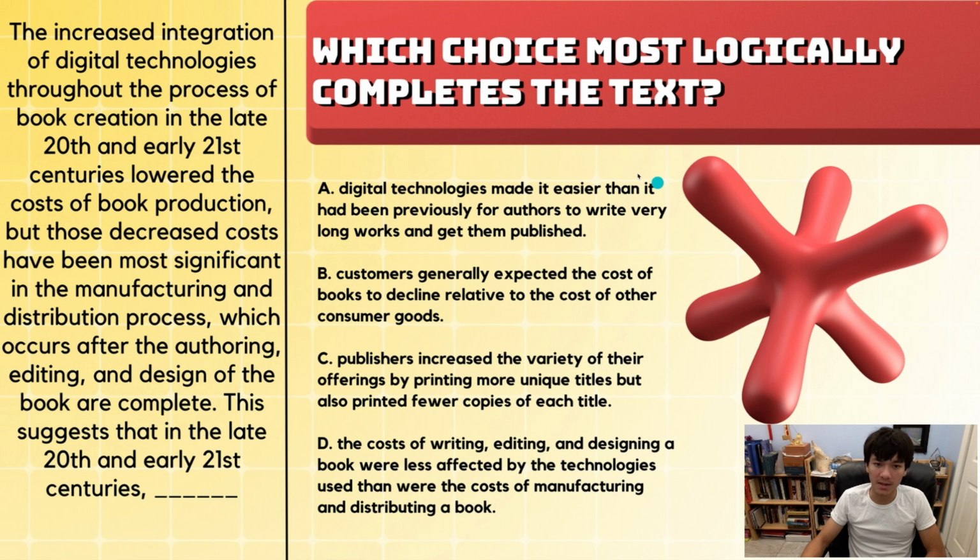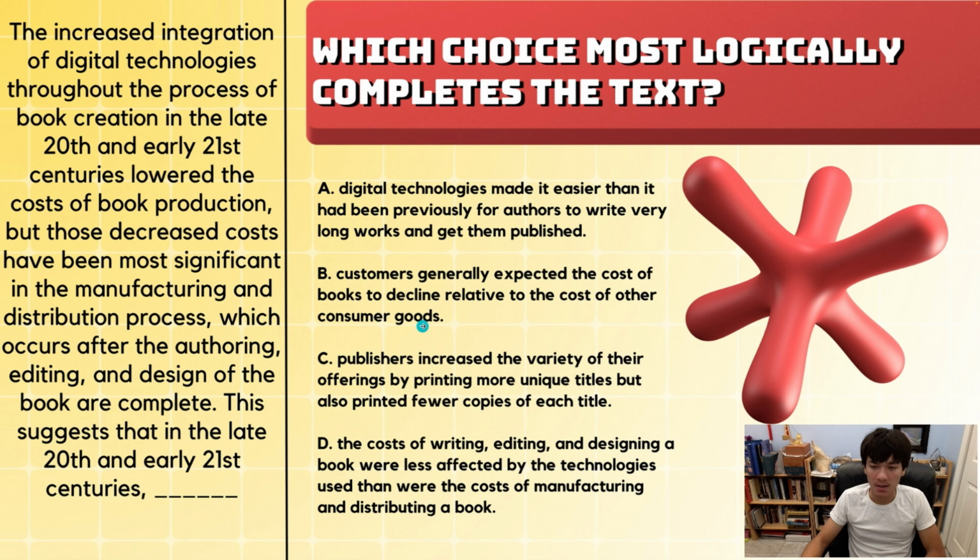So A would be incorrect because it's talking about authoring becoming easier, which is not what the text is talking about. B says, customers generally expected the cost of books to decline relative to the cost of other consumer goods. This is talking about customers, but the text is talking about lowering the cost of book production through increased integration of digital technologies in the manufacturing and distribution process.